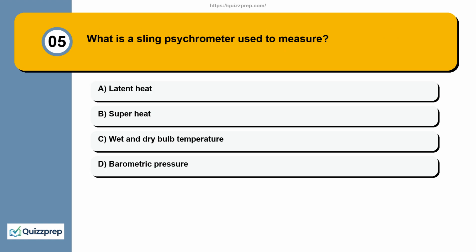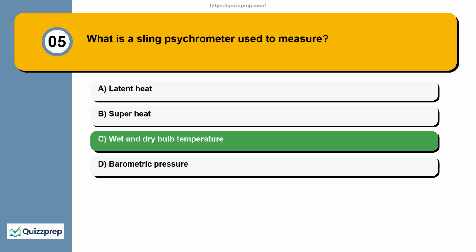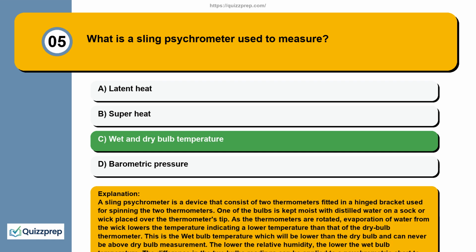Question 5. What is a sling psychrometer used to measure: latent heat, superheat, wet and dry bulb temperature, barometric pressure? A sling psychrometer is a device that consists of two thermometers fitted in a hinged bracket used for spinning the two thermometers. One of the bulbs is kept moist with distilled water on a sock or wick placed over the thermometer's tip. As the thermometers are rotated, evaporation of water from the wick lowers the temperature, indicating a lower temperature than that of the dry bulb thermometer.